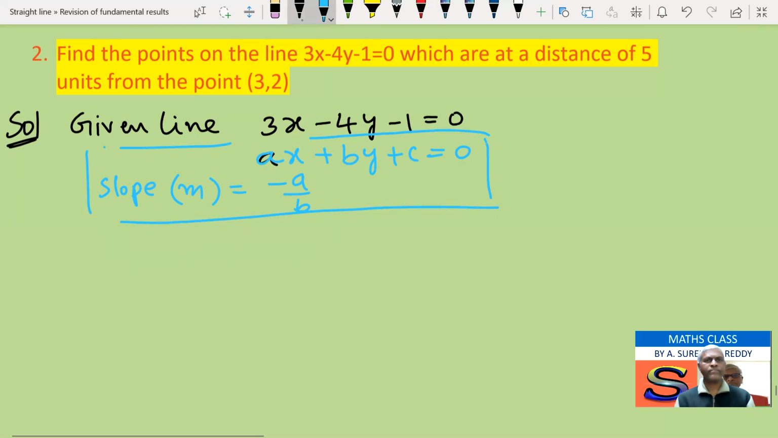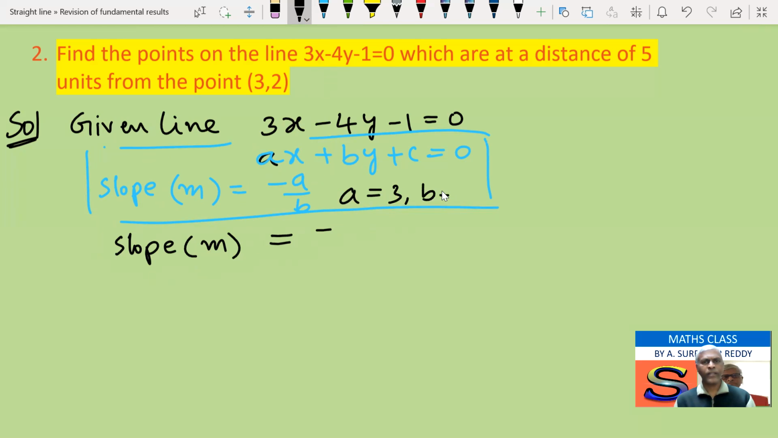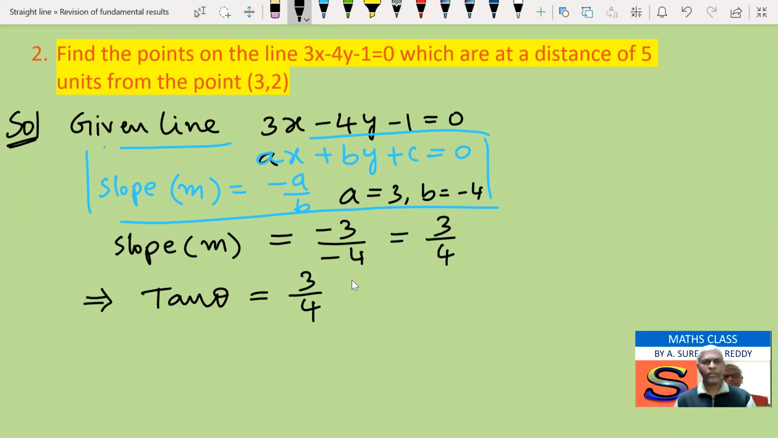So here, the slope of the given line m is equal to minus a by b, where a is 3 and b is minus 4. So minus 3 by minus 4, that is 3 by 4. So slope is tan theta. Tan theta is 3 by 4.